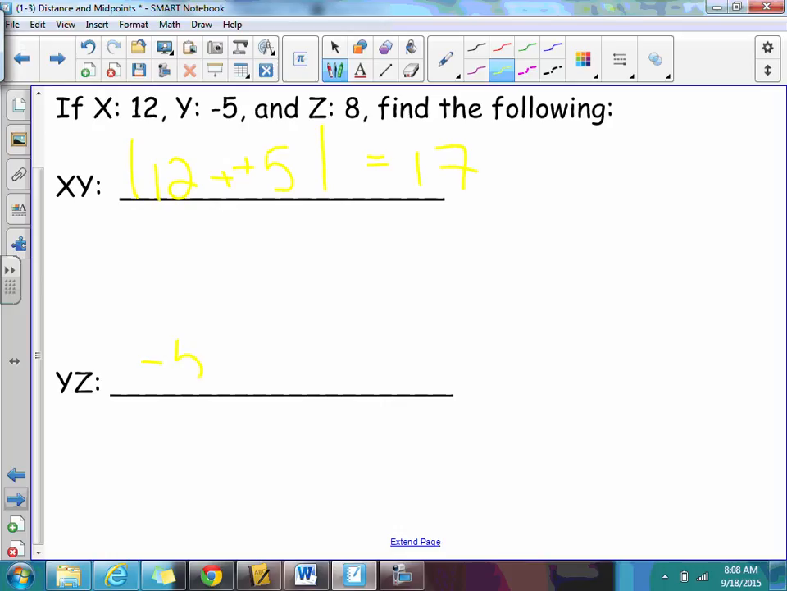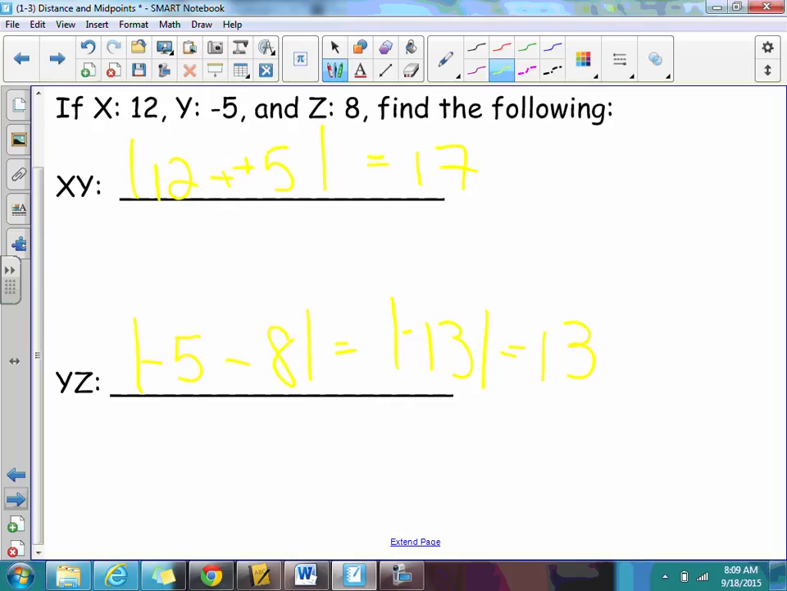Y is negative 5, Z is 8. Again, I want to just subtract them. What do I get? I'll get negative 13 when I subtract them, and the absolute value of negative 13 is positive 13. Don't forget as well, the absolute value of a positive number is still positive.